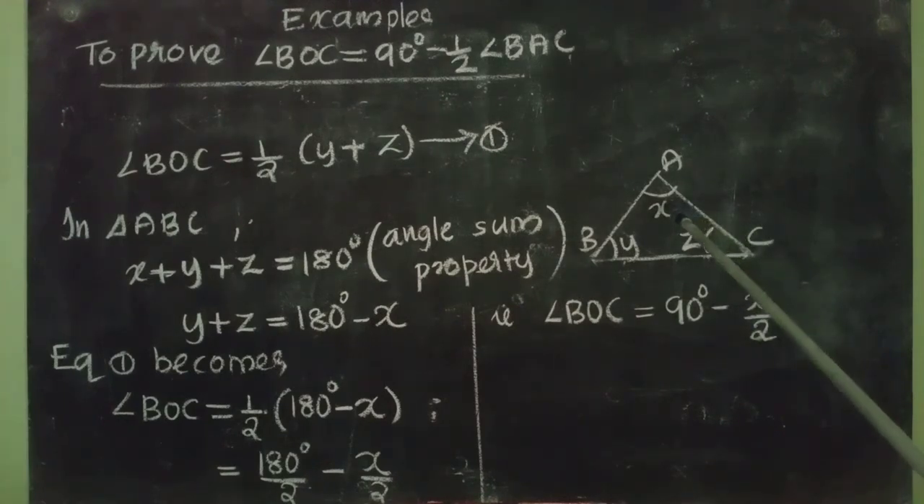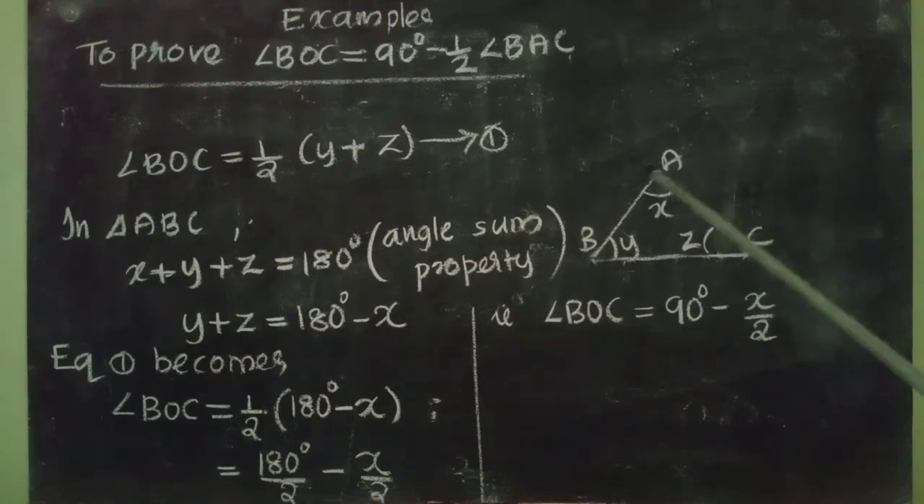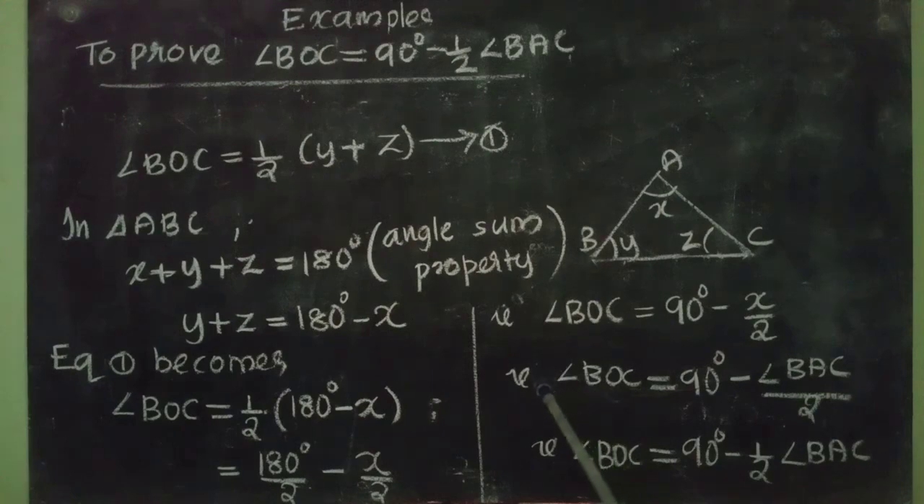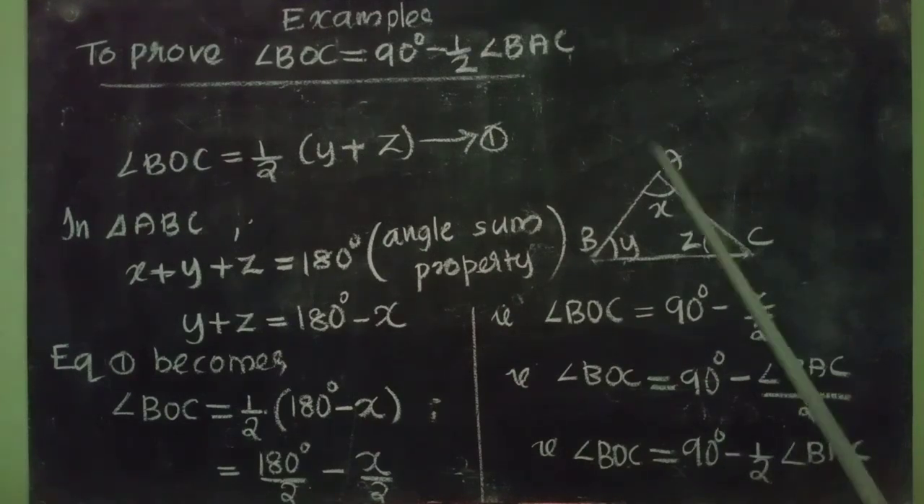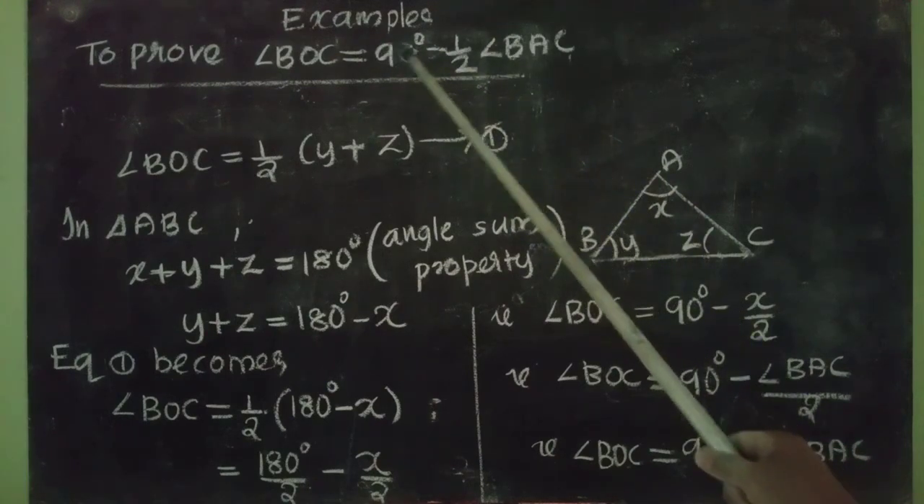You see the figure. What is this x? Which angle is this x? X is angle BAC. So let us write instead of x angle BAC. So we can write angle BOC equal to 90 degree minus angle BAC by 2. That we can write as angle BOC equal to 90 degree minus half angle BAC. Now we proved it. That was our question.